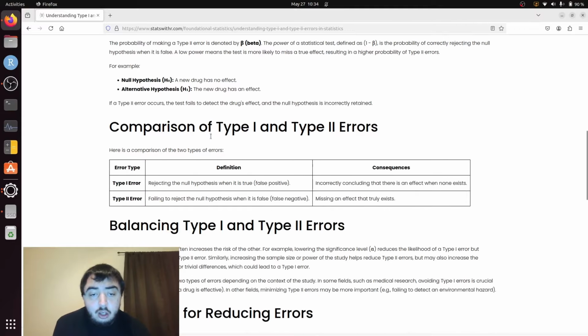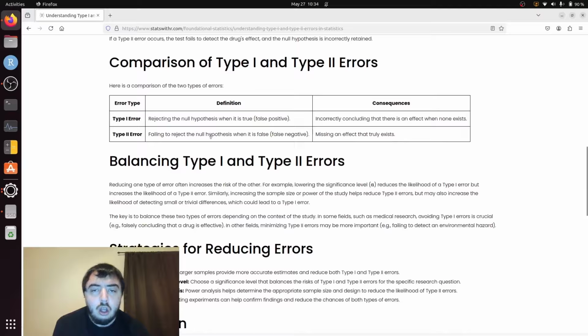Okay, so I have a brief comparison on my website. Type 1 error: we reject the null hypothesis when it is true. False positive. I found a difference, but there was no difference. Many times we start to care more about type 1 error. That's not always true, but type 1 error is a big deal. You don't want to say things have an effect when they don't. Type 2 error, you fail to find an effect when it exists. So yeah, you miss an effect that really exists.